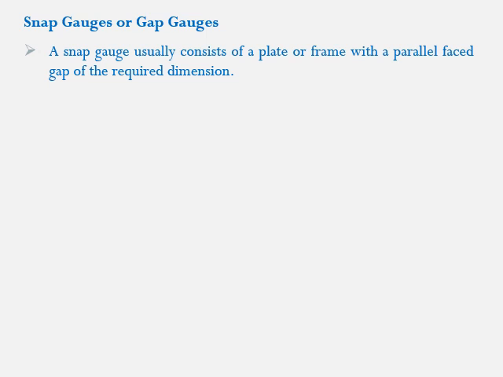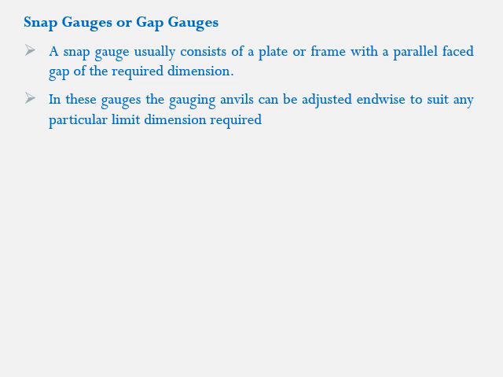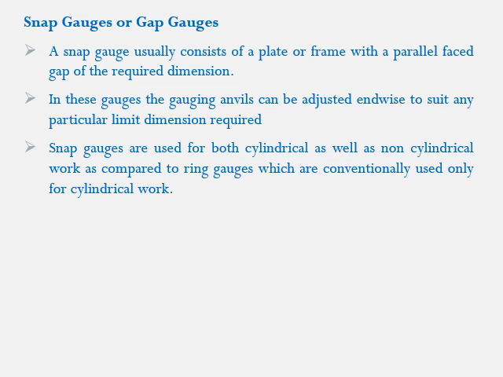Next is about the snap gauges. A snap gauge is also a type of gauge which is used to check the tolerance zone of a shaft. A snap gauge usually consists of a plate or a frame with a parallel faced gap of the required dimensions. In these gauges, the gauging anvils can be adjusted endwise to suit any particular limit dimension required. Snap gauges are used for both cylindrical as well as non-cylindrical work, as compared to ring gauges which are conventionally used only for cylindrical work.